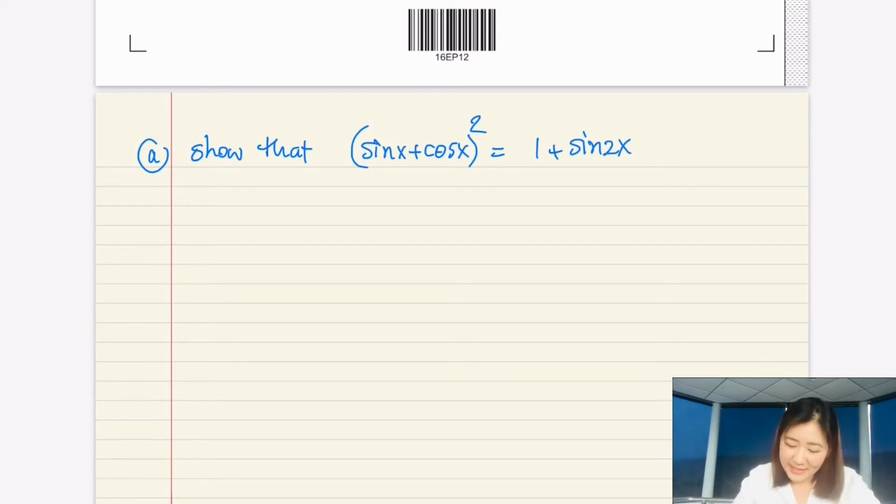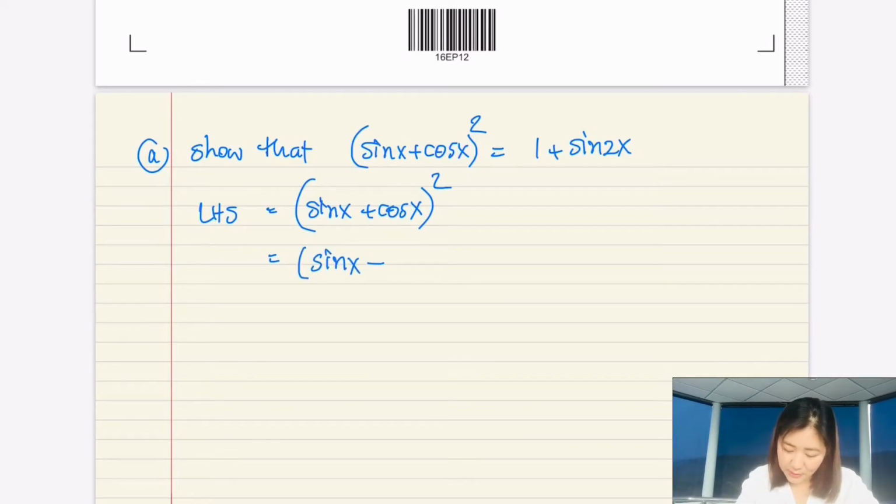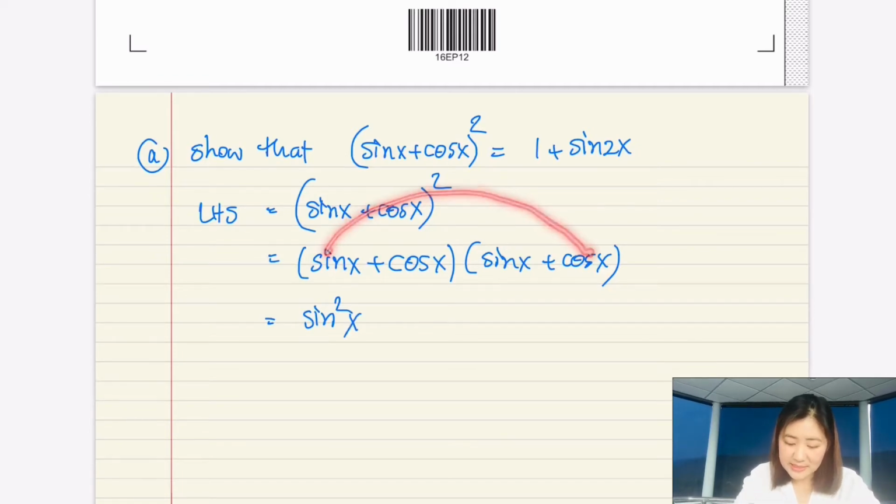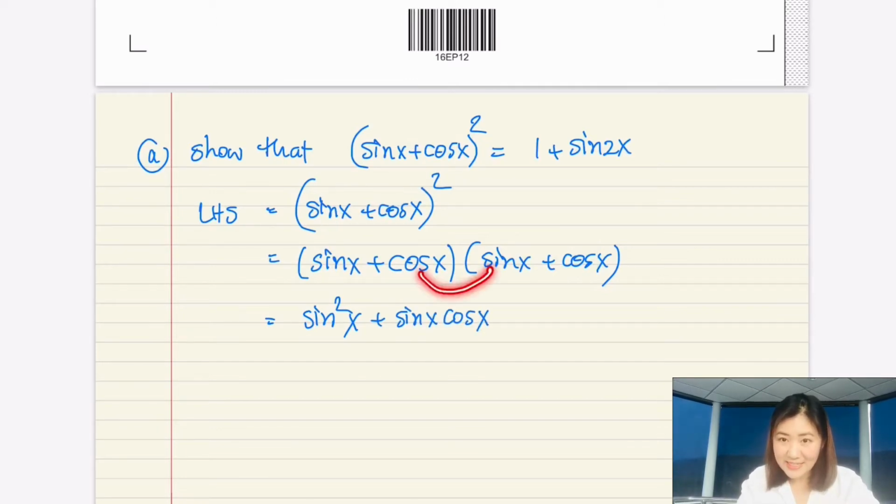All right. Okay. So left hand side is sin x plus cos x total squared. So you can expand it. Okay, sin x, may I write it into brackets? Cos x times sin x plus cos x. Okay, so sin x times sin x, you get sin square x. Sin x times cos x, you get sin x cos x. And then cos x times sin x, you still get sin x cos x. And last one, cos x times cos x is cos square x.